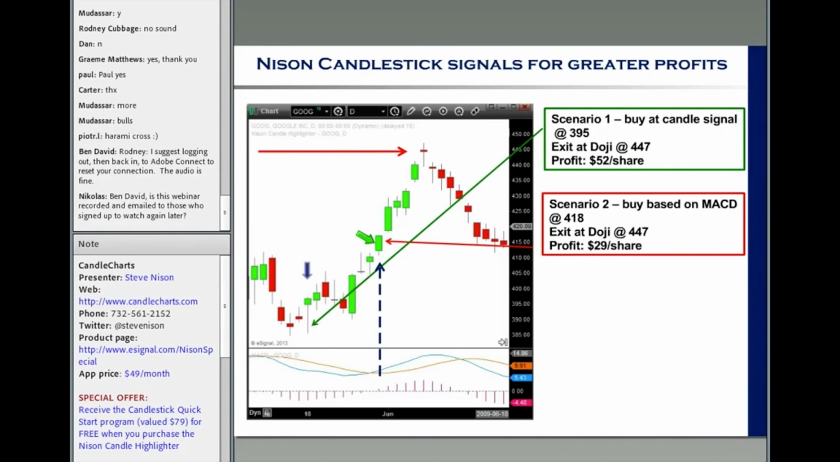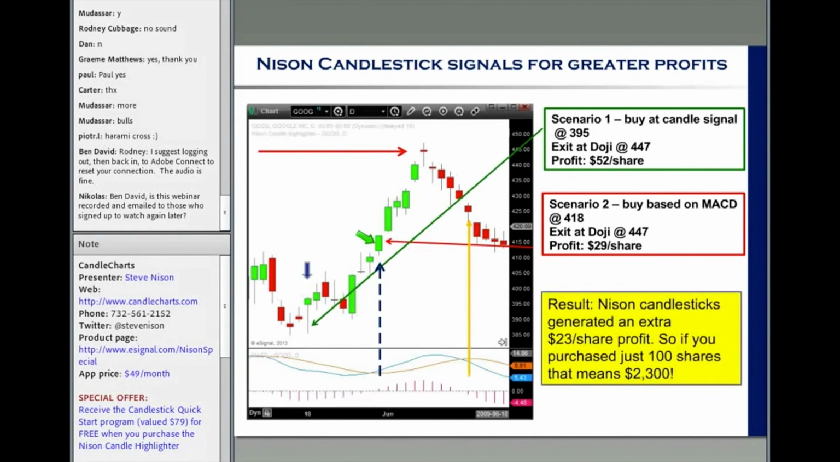But this is what the candlesticks are all about. Thanks to the candles, you generated an extra potential $23 a share. So if you purchased 100 shares, you're looking at an extra $2,300. And you can use candles, it's perfectly applicable. Not many of us trade Google or Apple outright. We'll use options. So candles are great for options also.